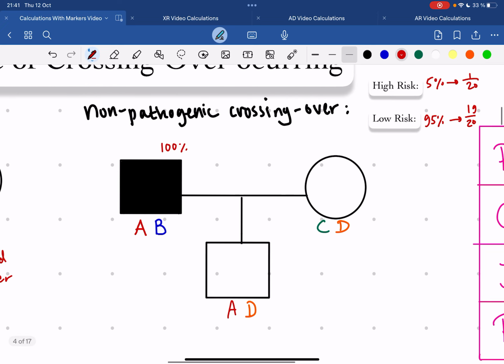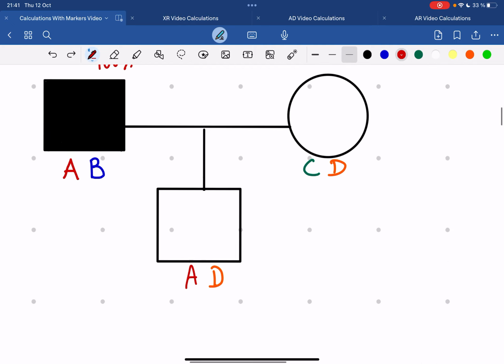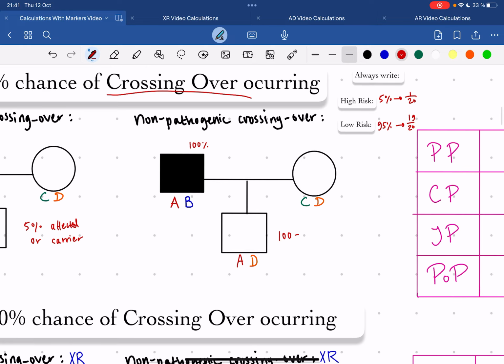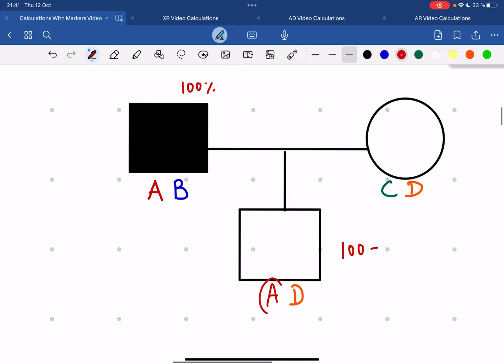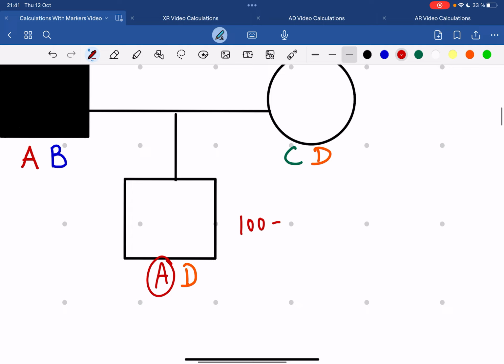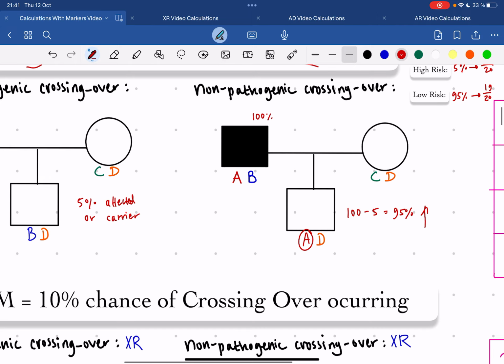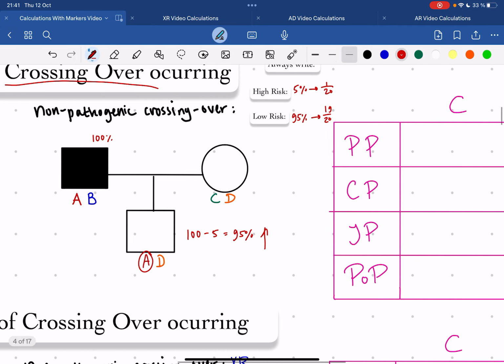While here, he is carrying the marker that marks for an affected allele. So in our case, it would be 100. However, we have to take into account the crossing over could be occurring, which means this could still be a B undercover. So that's why we take 100 minus 5, which gives us 95%. This is the high risk, and this is the low risk.